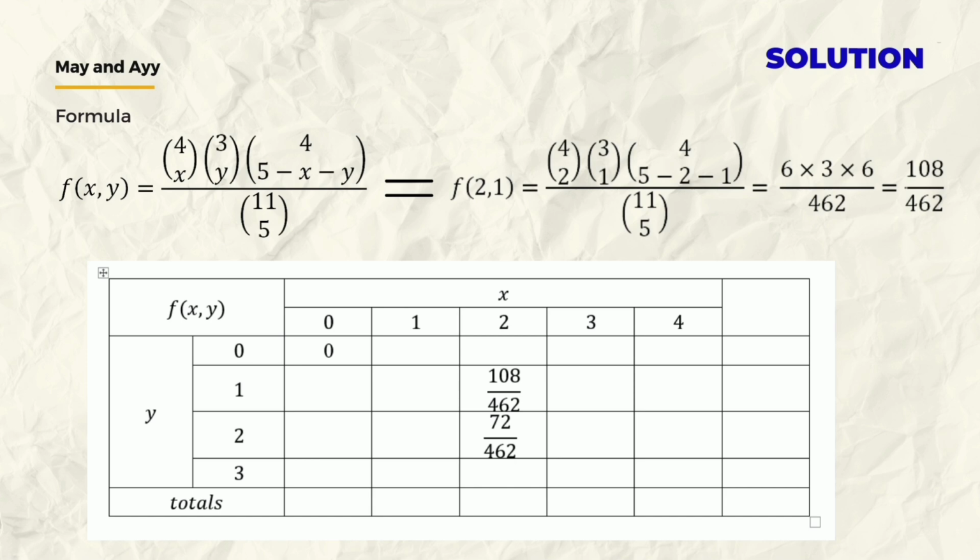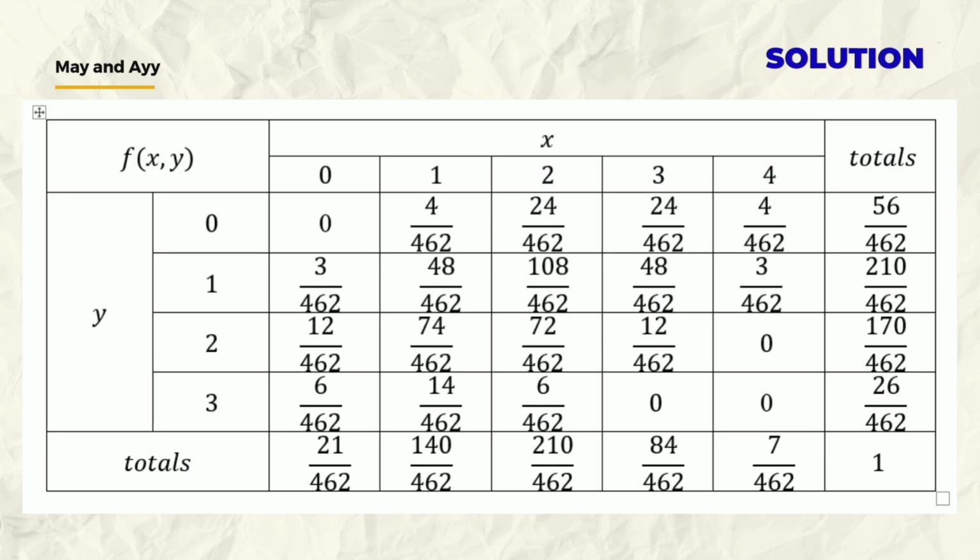Let x be 2 and y be 1. Here the result is 108 over 462. We can put the result here. Then we will do the same for all of the probability of cubes drawn. If we have found all the probabilities, it will be like this.